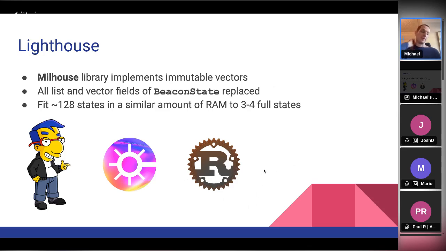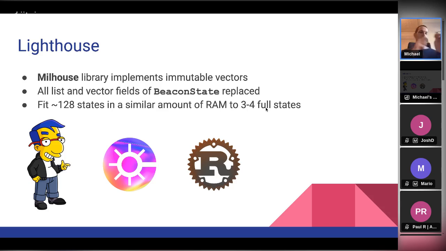That replacement went pretty smoothly, I think. And then, yeah, we can fit around 128 beacon states in memory, in a similar amount of RAM to 3 to 4 full states, which is pretty cool. Our previous state caching system could only keep around 3 or 4 states before it would run out of memory, so we'd have to limit it to 3 or 4 states. And with the new system, you can say, okay, I'll keep up to 128 states in memory, and that will be a similar amount of RAM.